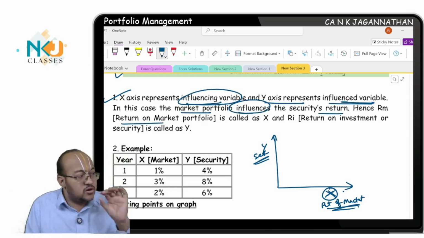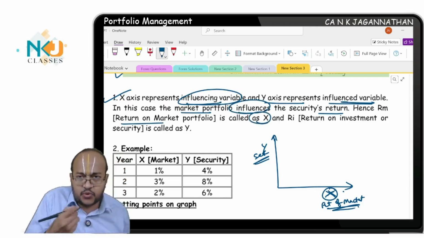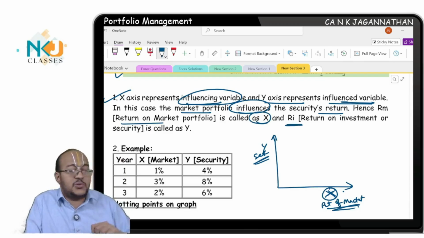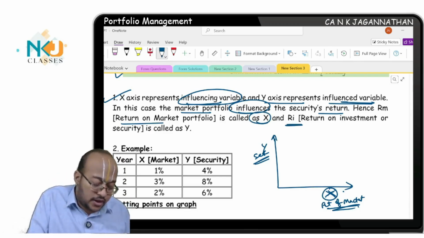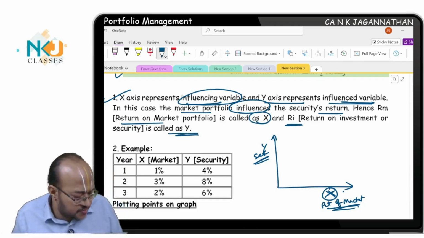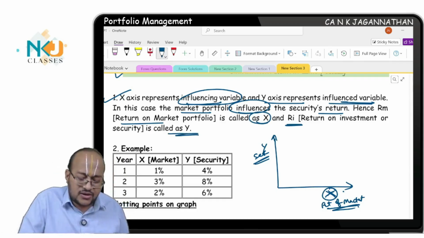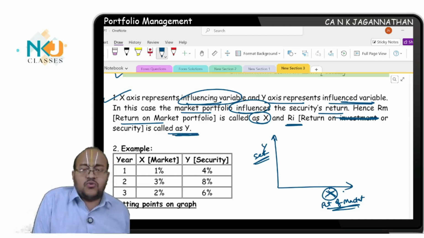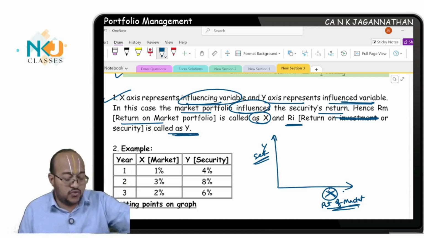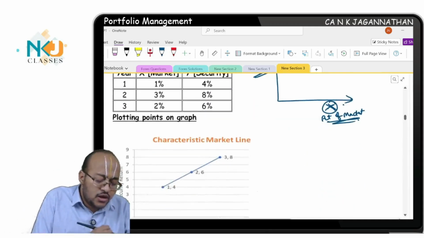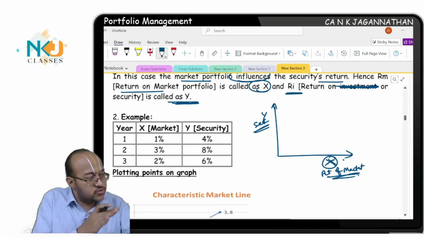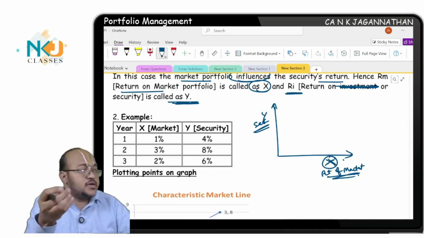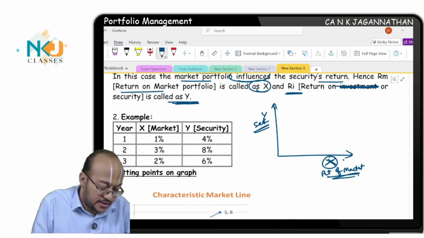Hence, RM, or return of the market, is put as the x-axis variable, and RI, which means return of the individual security, is represented as the y-axis. Now I will give you an example and then I will come back to this. A little bit of elaborate discussion is required, then only you will have absolute clarity. Please bear with me for 10-15 minutes.